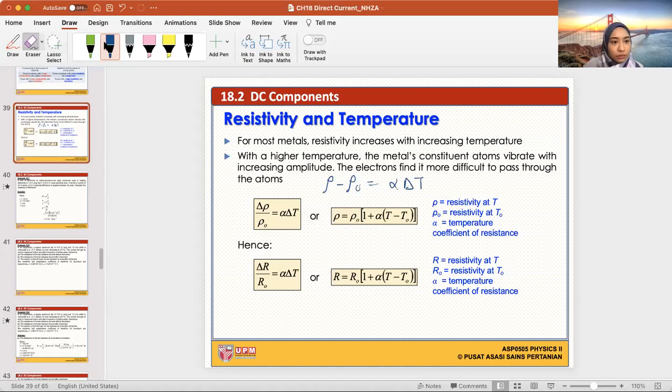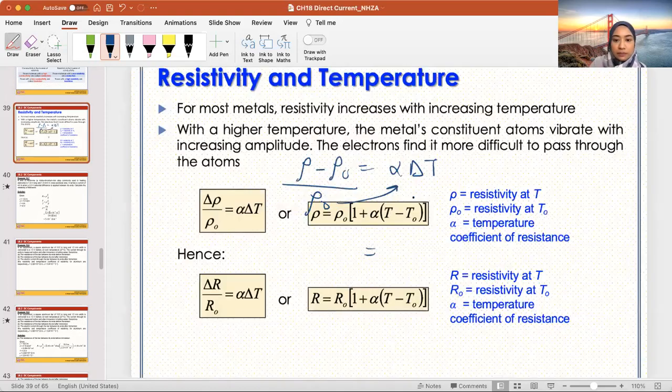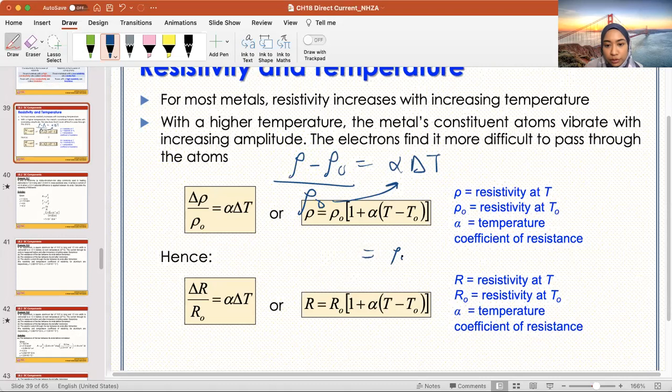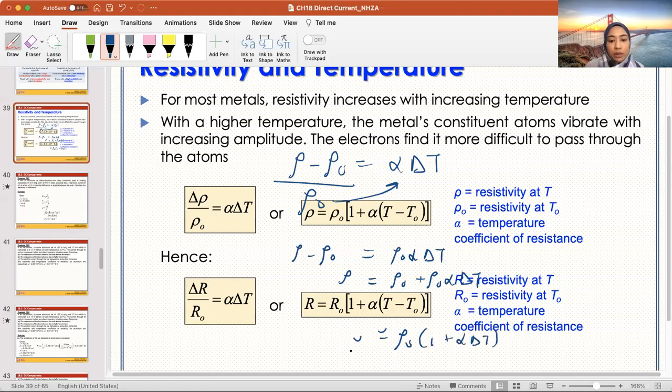Okay, so that rho, sorry, let me start again. So rho minus rho naught is your delta rho over rho naught. So this rho goes over here. So I am left with, I need space. I'm left with rho naught alpha delta t equals rho minus rho naught. So when I move this rho naught to the other side, I will get rho naught plus rho naught alpha delta t. So I factor that out to become rho naught (1 plus alpha delta t), which is the same way we derived our equation in chapter 14. So this is like the same thing.